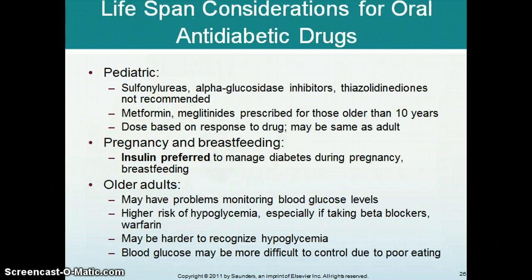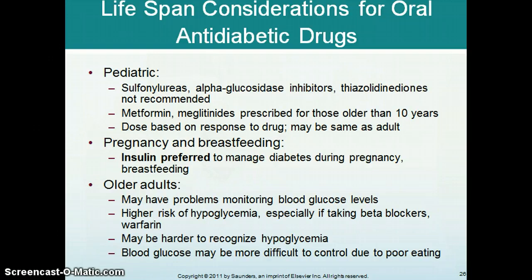For pediatrics, sulfonylureas, alpha-glucosidase inhibitors, and thiazolidinediones are not recommended. Metformin and meglitinides are prescribed for those older than 10 years. The dose is based on the response to the drug.